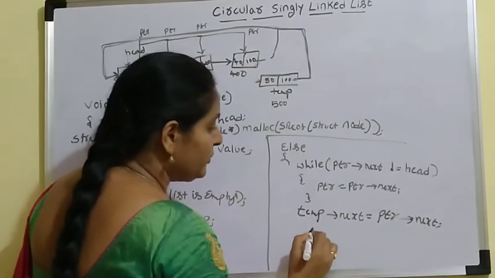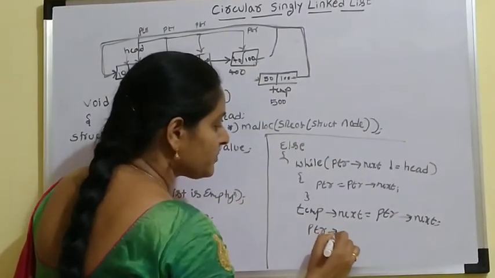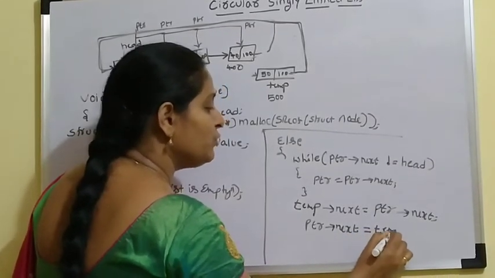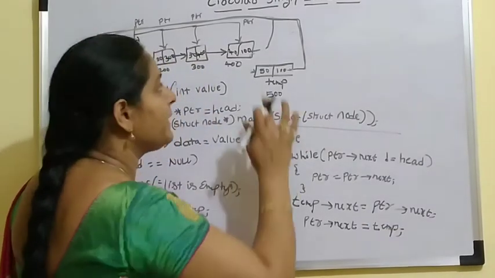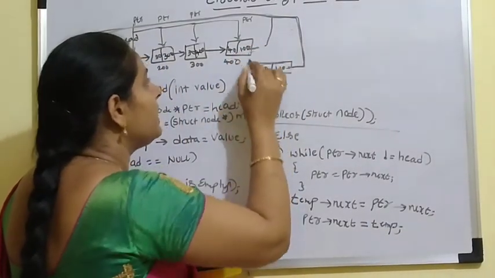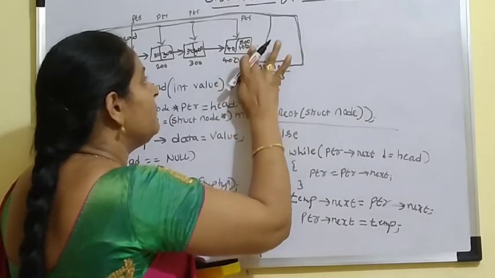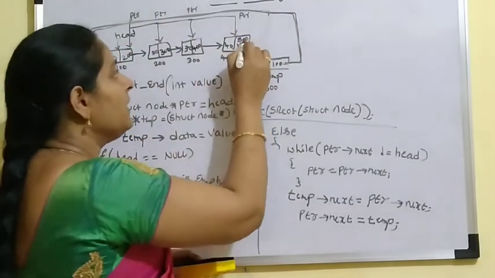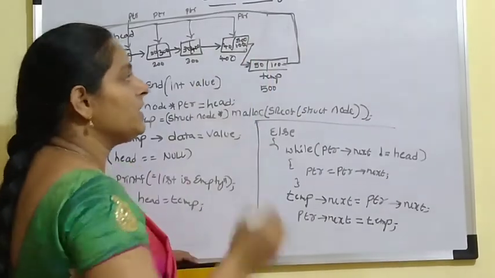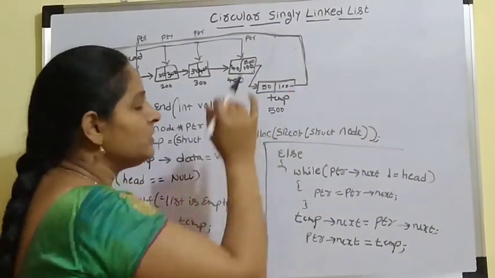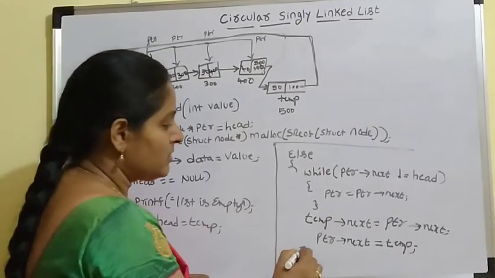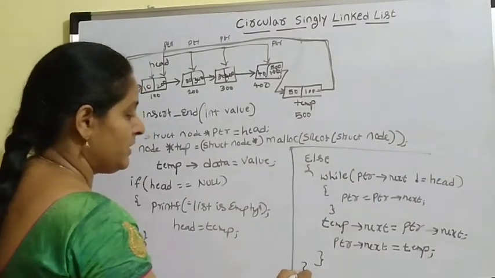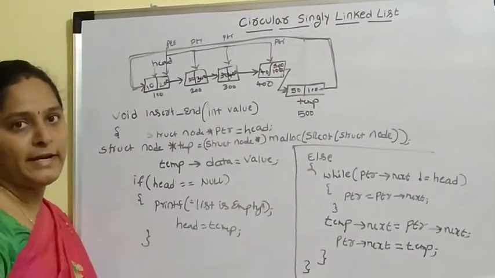So for that, what we need to do is, in PTR next, previously head address is there. Now we need to replace that address with our new node address. So PTR next equal to temp. So replace this 100 with 500. If you replace that 100 with 500, automatically the link will be disconnected between the last node and the previous head node. Now this link will be established. So these are the two connections we need to make. So this is about inserting a node at the end. Close the else block and close the insert end function.